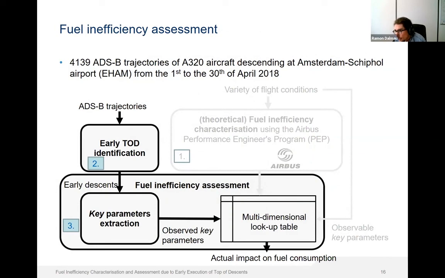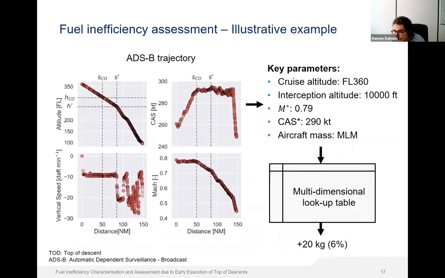The method to detect early descents has been applied to more than 4,000 ADS-B trajectories of A320 aircraft descending at Amsterdam Schiphol Airport during April 2018. For each one of the detected early descents, we extracted the key parameters following the method explained in the previous slide, and we estimated the actual impact on fuel consumption by querying the multidimensional lookup table. And now I am going to present an illustrative example and the main results of this assessment.